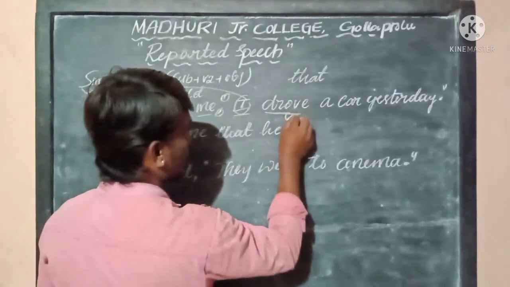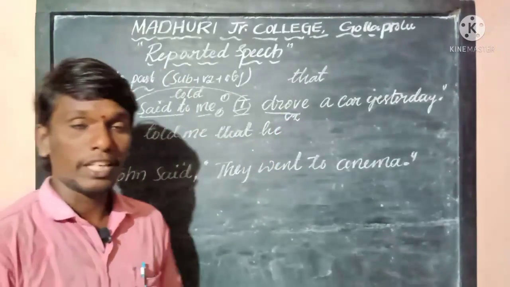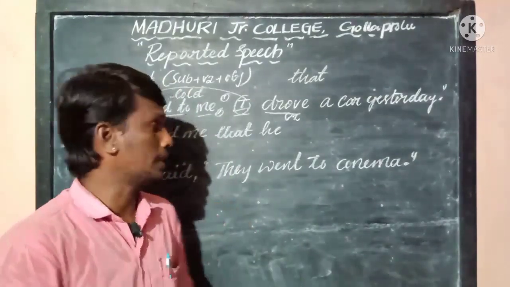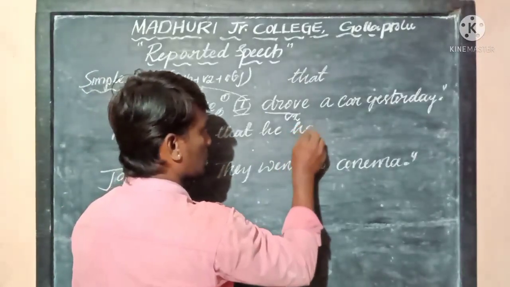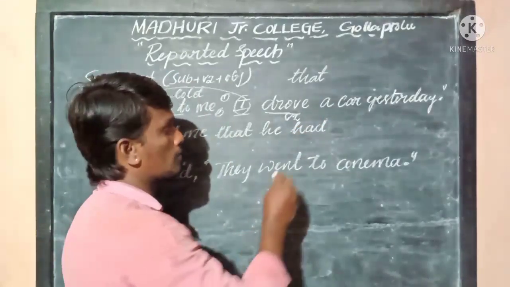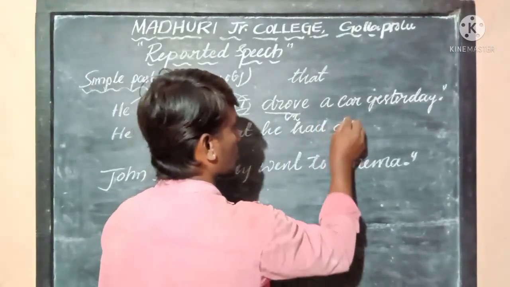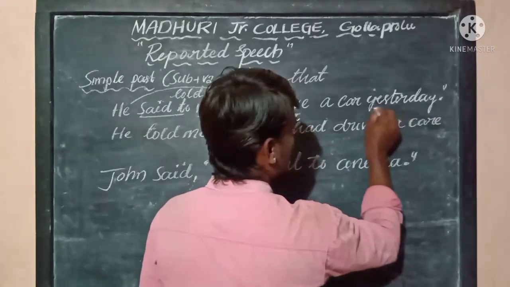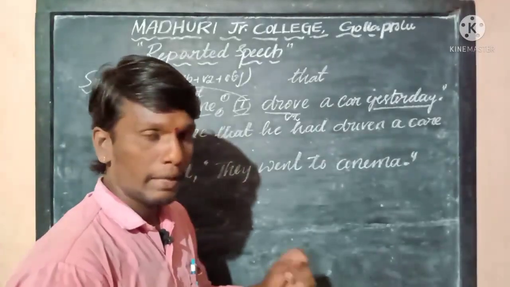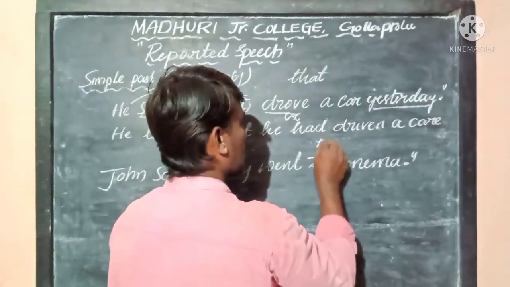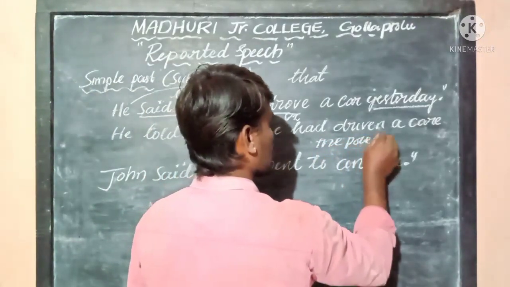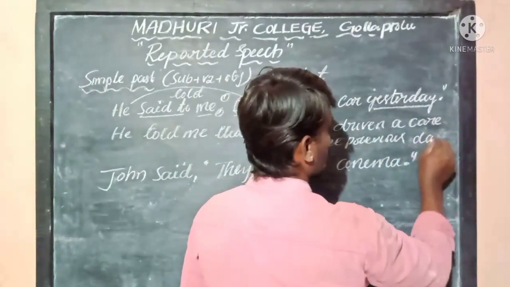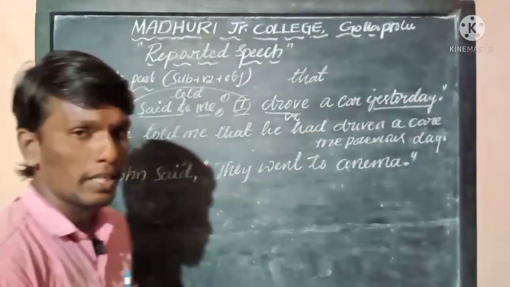Now the given reported part is in simple past tense. If it is a simple past tense, we need to change it into the past perfect tense. So here the structure of the past perfect tense is subject plus had plus V3 plus object. So drive, drove, driven, D-R-I-V-E-N, driven a car. And here we find an adverb of time: yesterday becomes the previous day. This is how we can change simple past tense into the past perfect tense.